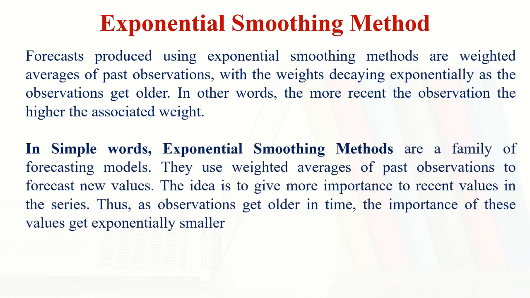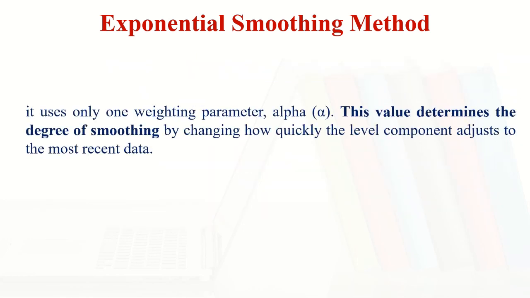In simple words, we can say the exponential smoothing methods are a family of forecasting methods, and they are a weighted average of the past observations to forecast a new value. And the idea is to give more importance to the recent values in the series. So as the observations get older in time, the importance of these values gets exponentially smaller. It means the latest value will be considered and have more weightage. Now, it uses only one weighting parameter, which is known as alpha.